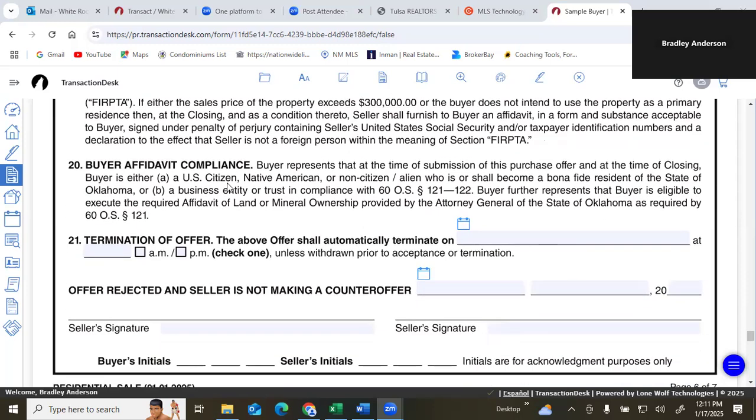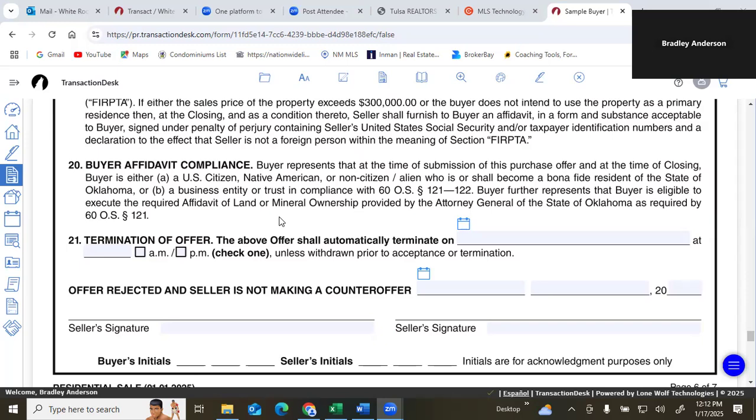Okay, buyer affidavit compliance. Buyer represents that at the time of submission of this purchase offer and at the time of closing, buyer is either a U.S. citizen, Native American, or non-citizen alien who is or shall become a bona fide resident of the state of Oklahoma, or a business entity or trust in compliance with 60 OS 121-122. Buyer further represents that buyer is eligible to execute the required affidavit of land or mineral ownership provided by the Attorney General of the state of Oklahoma as required by 60 OS 121.